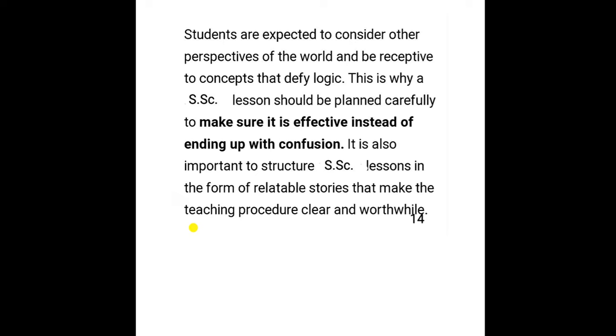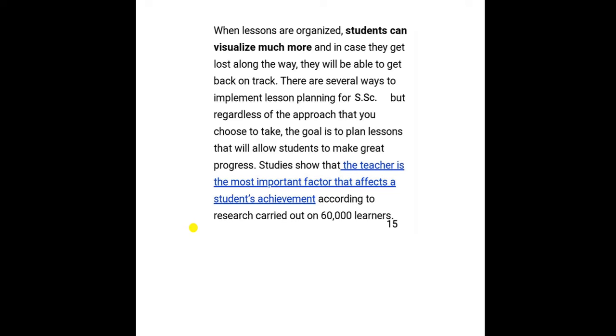It is also important to structure social science lesson plans in the form of relatable stories that make the teaching procedure clear and worthwhile. When lesson plans are organized, students can visualize much more, and in case they get lost along the way, they will be able to get back on track. There are several ways to implement lesson planning for social science, but regardless of the approach that you choose to take, the goal is to plan lessons that will allow students to make great progress.